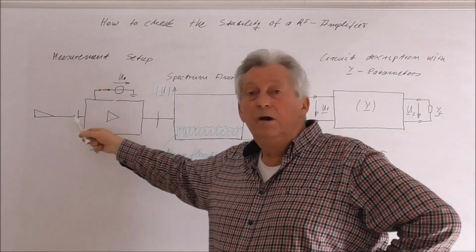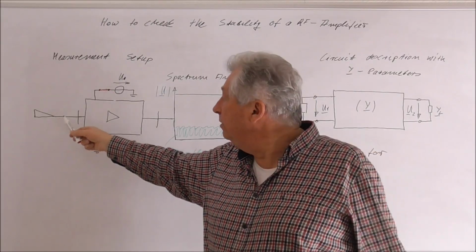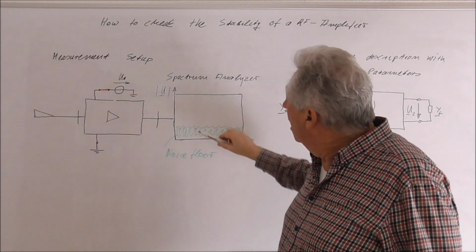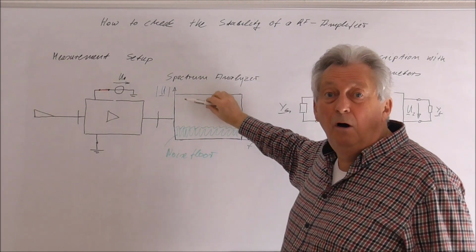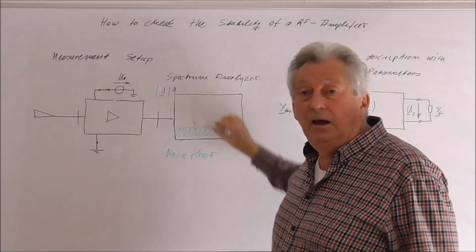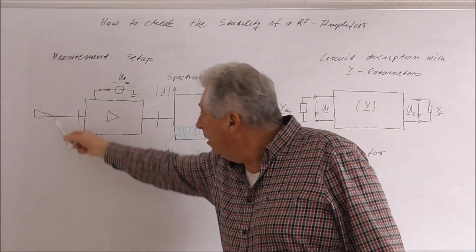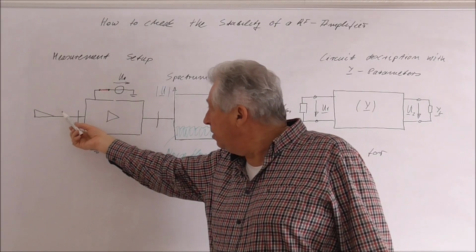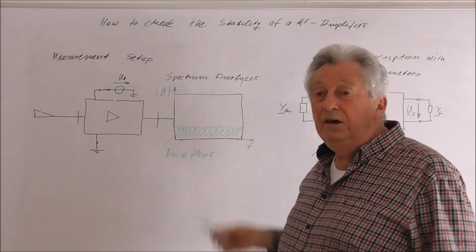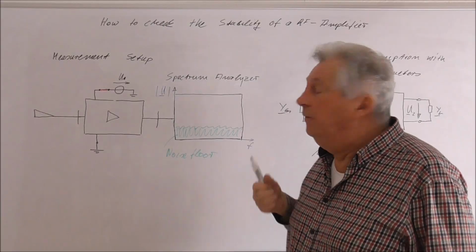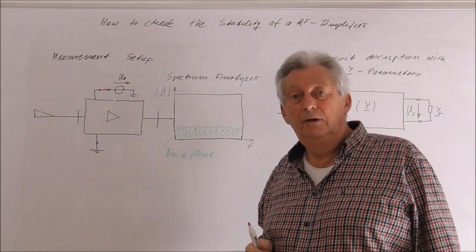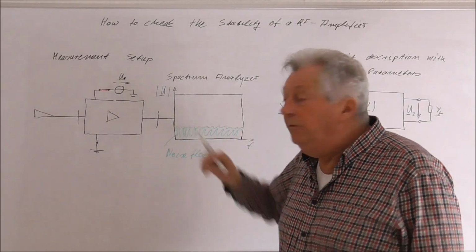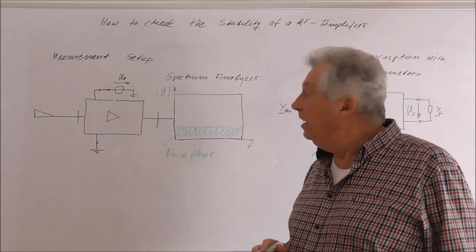the amplifier will just amplify the noise of our 50 ohm resistor, and of course the measured noise floor will now increase a little bit. So under these circumstances the amplifier would be stable. But what will happen if it's unstable?